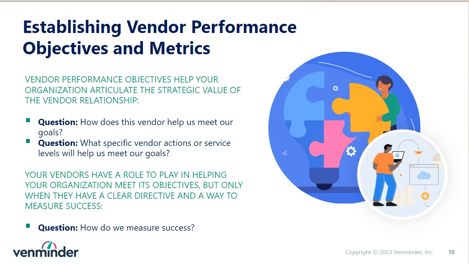So the 3 questions we need to ask ourselves every time are, how will this vendor help us meet our goals? What specific actions or service levels will help us meet our goals? And how are we going to measure success? Now, I know this is a lot to think about, so let's jump into a working example.